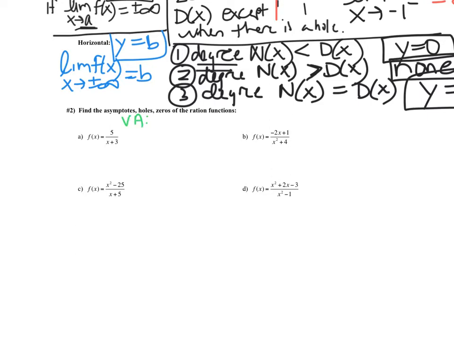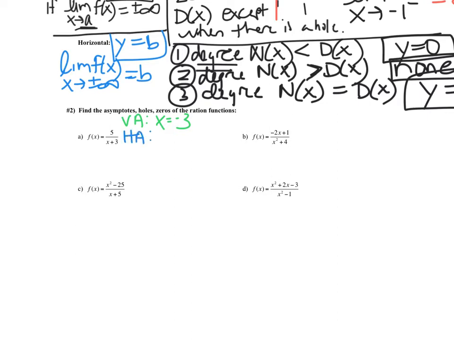And the vertical asymptote is going to be the zeros of the denominator. So wherever the domain is not good. So this would be at x equals negative 3. x equals negative 3. Okay. Now let's find our horizontal asymptote.